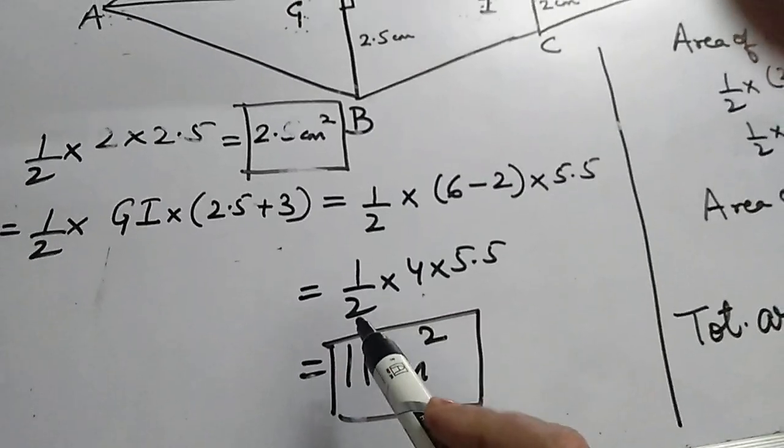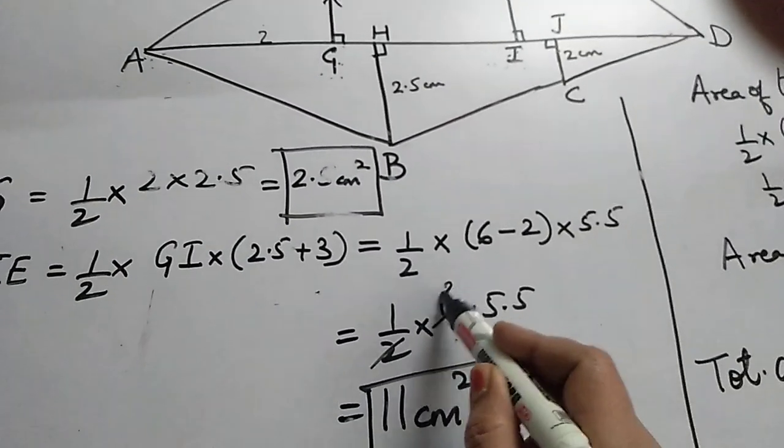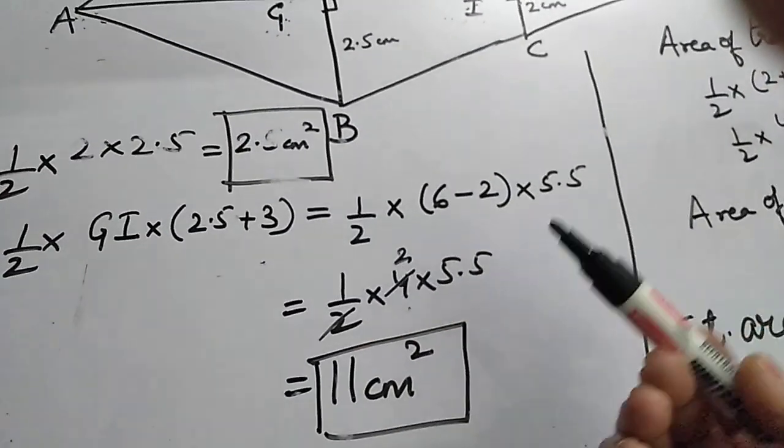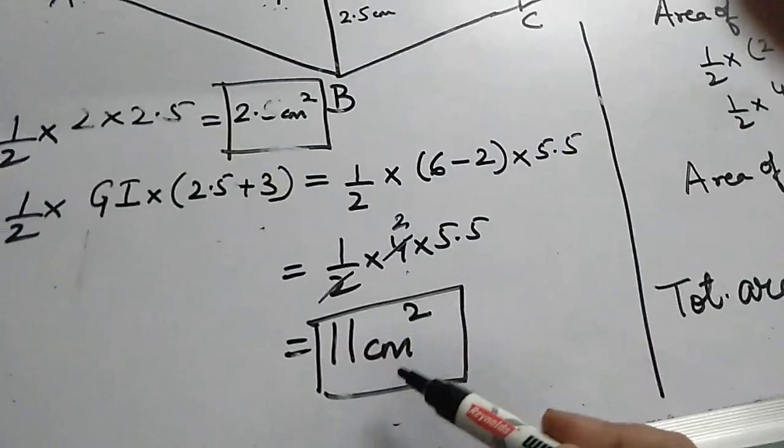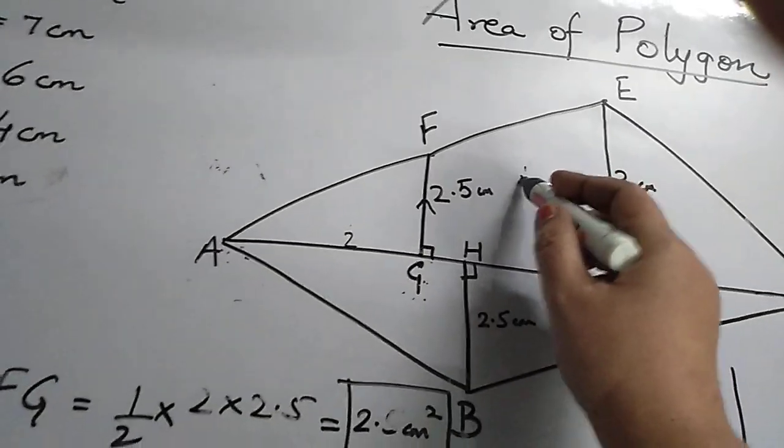When you calculate this, 2 cancels, 2 ones are 2, 2 twos are 4. Yes, 5.5 into 2, double of 5 is 10. So 5.5 is 11 centimeters square. This is the area of this figure.